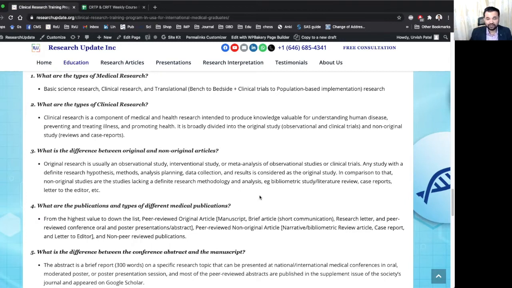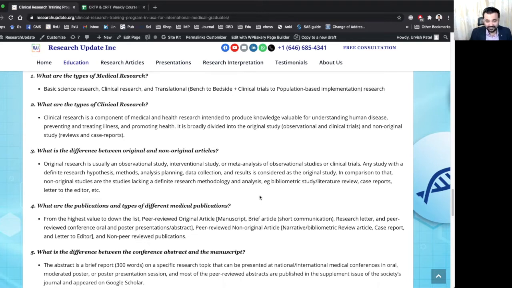So when you are doing research with the specific aim of getting into residency or fellowship, make sure you have original studies on your profile, most commonly observational and quality improvement studies, or meta-analysis, rather than having multiple literature reviews or case reports without any original study.